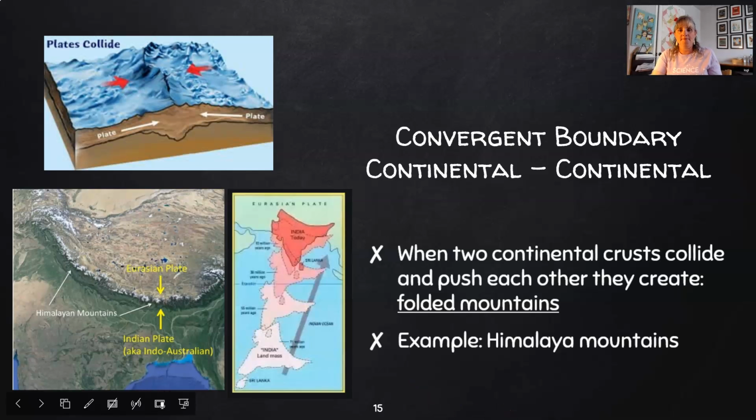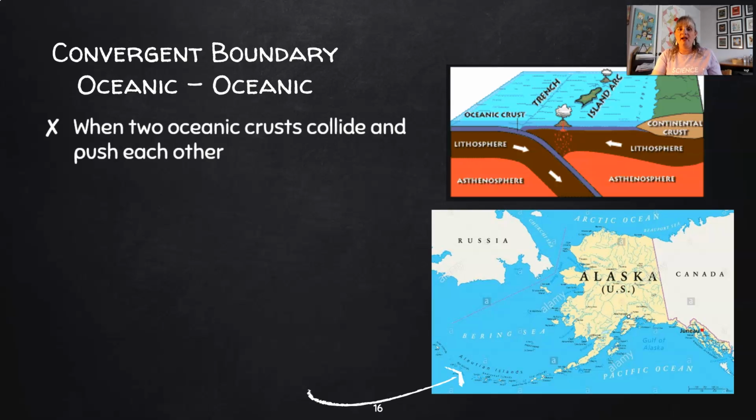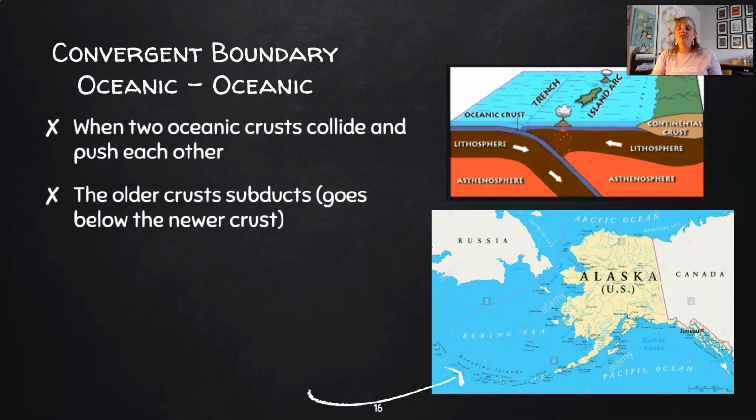We can have an oceanic convergent boundary, so two oceanic plates hitting each other, and when that happens, the older of the crust subducts or goes underneath. So sub means below, like think submarine, below. So subducts meaning it goes underneath the other one. So in this case, we've got this side of the ocean crust going underneath this oceanic crust.